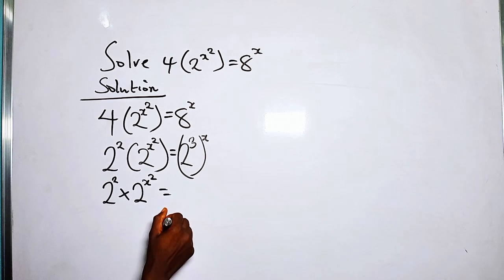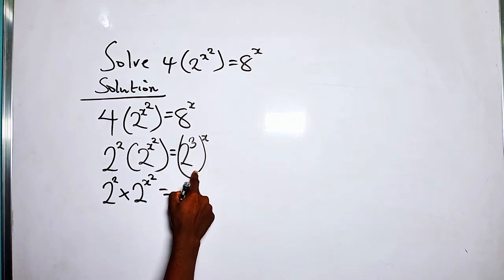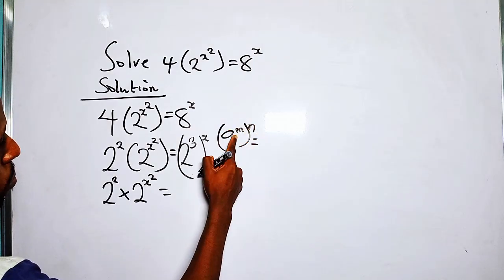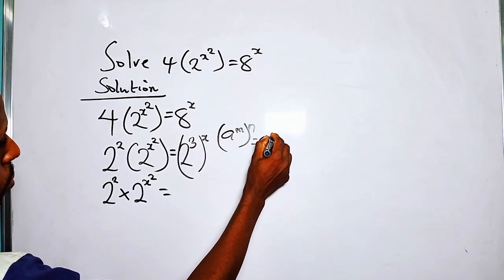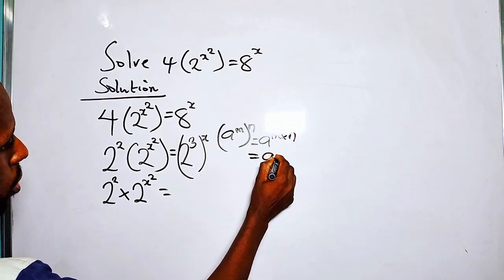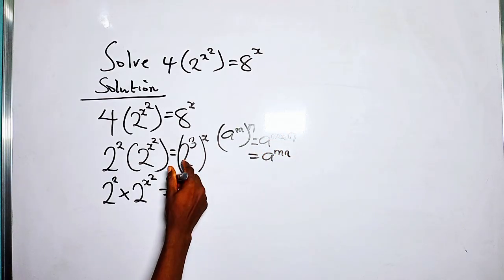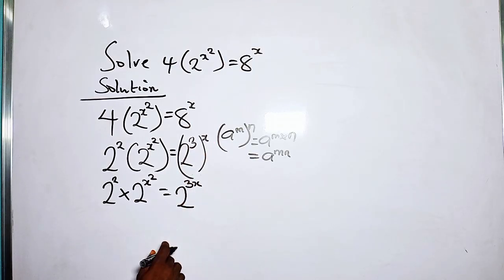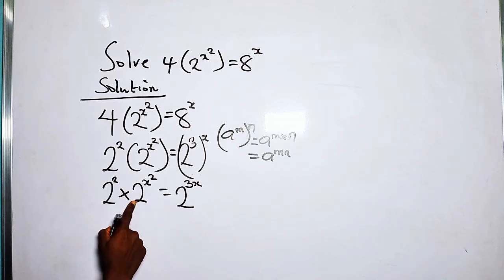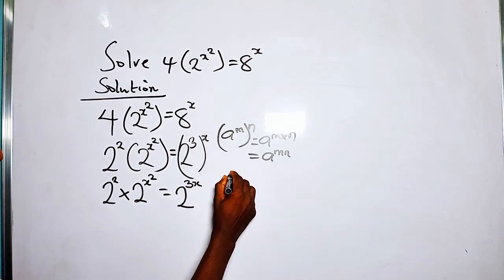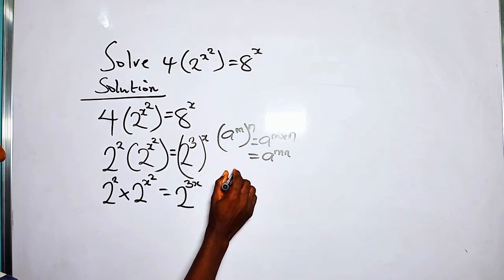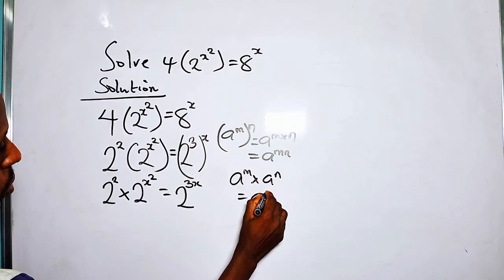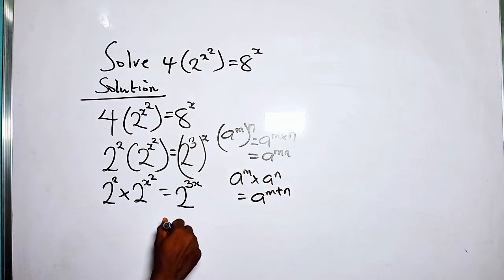equals, so we apply the exponent rule. When we have something like this, the external power multiplies the internal power, so we have a raised to the power m, all raised to the power n, that gives us a raised to the power mn. So let's apply it here: 3 times x, we have it as 3x. When multiplying the same base, a raised to the power m times a raised to the power n, we add the indices.